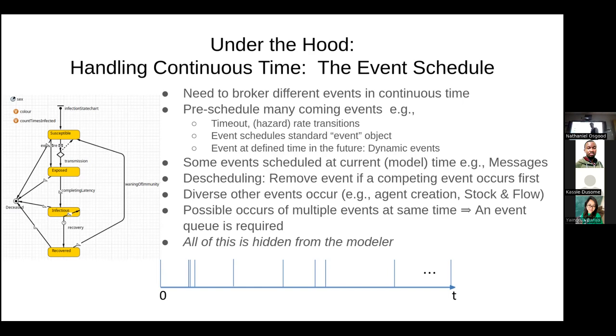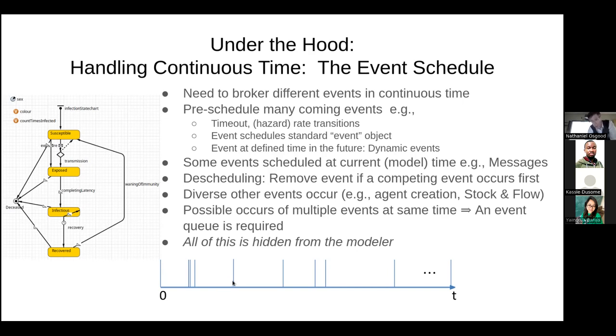Now, the situation is more complicated than this. Events sometimes have to be removed. So maybe there's typically pre-scheduling of events here. So for example, maybe a person comes down here, becomes infected by someone else, and they're in this exposed state, and it'll actually pre-calculate when they're going to complete their latency, when they're going to leave the state of latent infection and transition on to an infectious state. And it will schedule that event. So maybe they're currently at this time, and it schedules this event here. But maybe before that, something else happens.